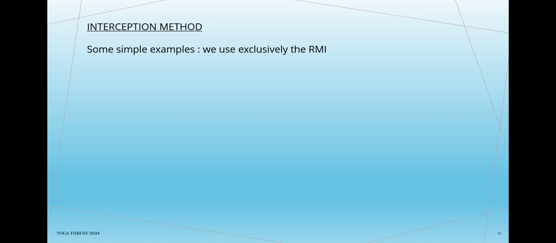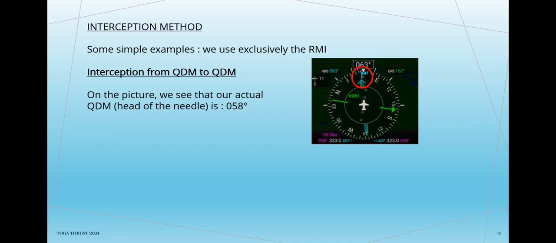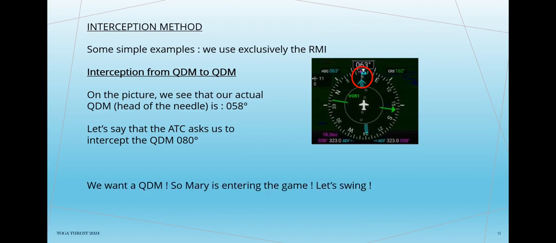Some simple examples: we use exclusively the RMI. Interception from QDM to QDM. On the picture, we see that our actual QDM, head of the needle, is 058 degrees. Let's say that the ATC asks us to intercept the QDM 080 degrees. We want a QDM. So Mary is entering the game. Let's swing.